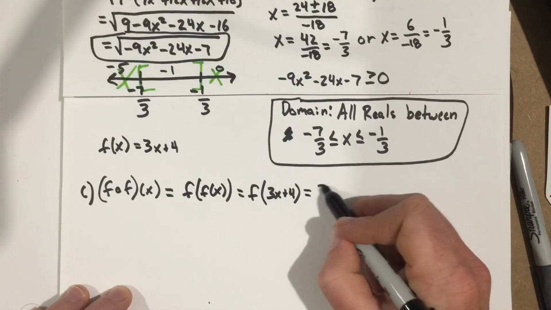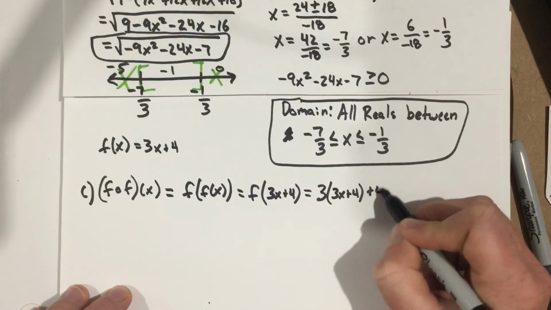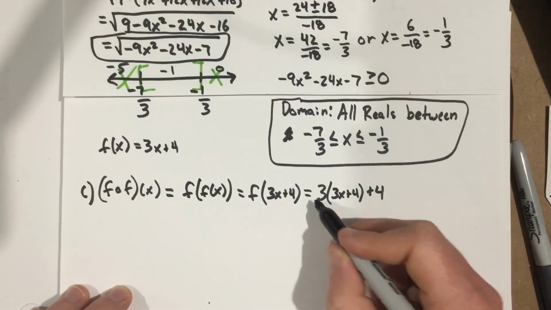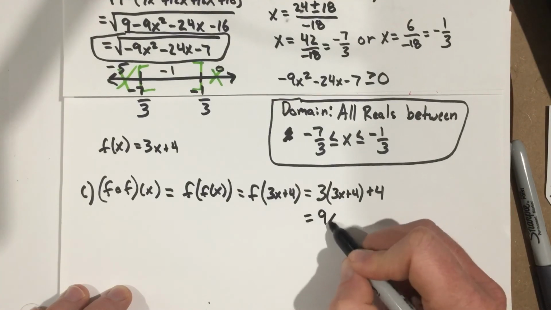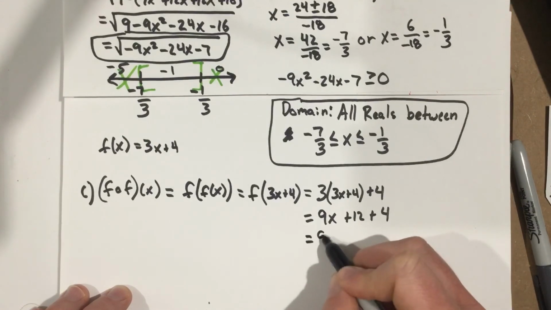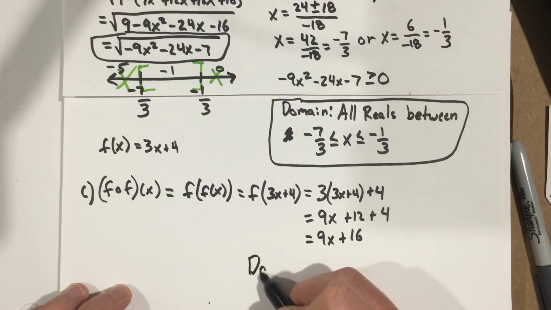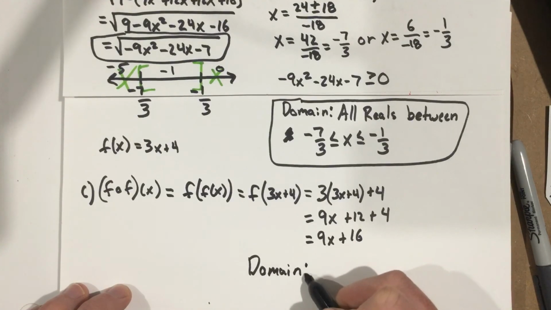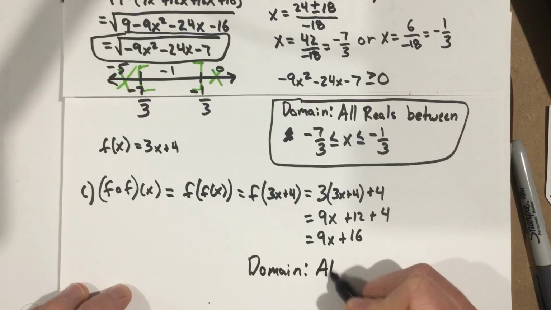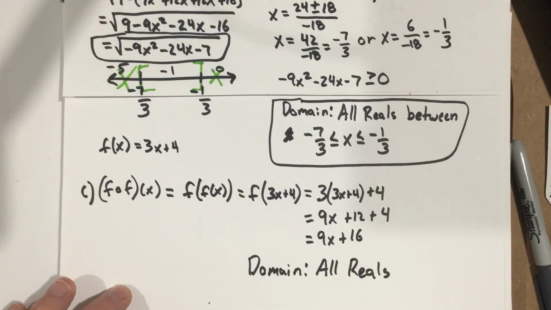So we end up with 3x plus 4 plus 4. We distribute there and we end up with 9x plus 12 plus 4, which is 9x plus 16. I'm kind of relieved here because guess what? That's a polynomial, so the domain we don't have to do near as much work for. The domain of this is just all reals. Hallelujah. And that's how you find the domain when you're doing composition of functions.